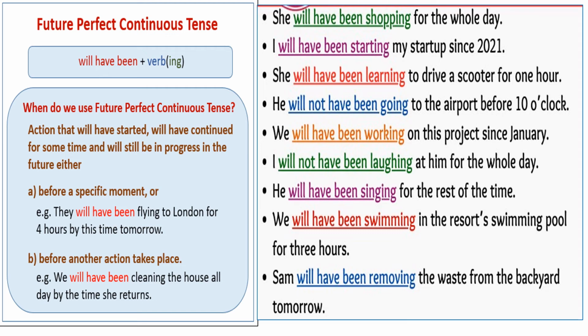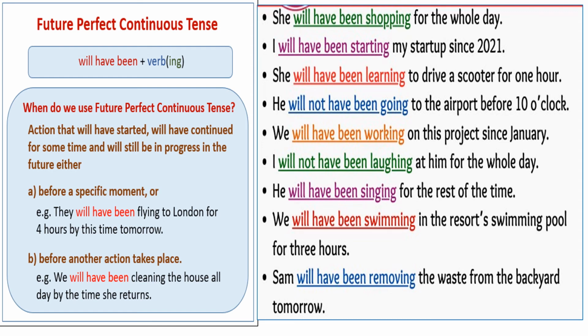I will not have been laughing at him for the whole day. He will have been singing for the rest of the time. We will have been swimming in the resort's swimming pool for 3 hours. Sam will have been removing the waste from the backyard tomorrow. Understand, children, and then write your sentence.